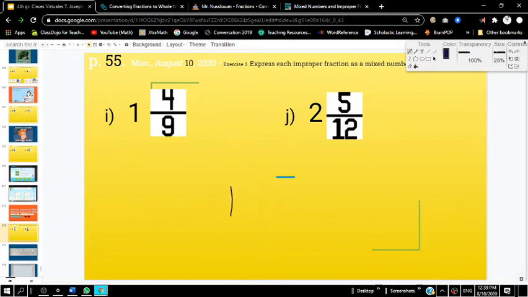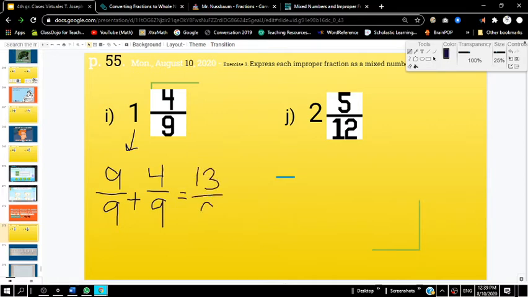All right, hopefully you paused the video. Let's check our answers for letter I on page 55. I can change 1 to 9/9, and then just add my second fraction, 4/9. What's 4 plus 9? 13. So 13/9 is my improper fraction for 1 4/9.